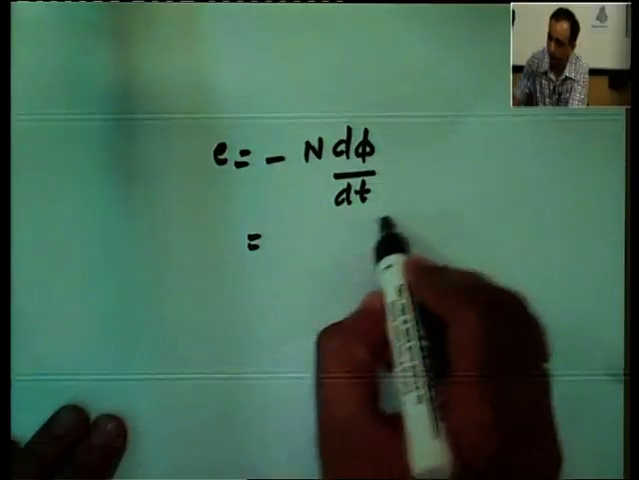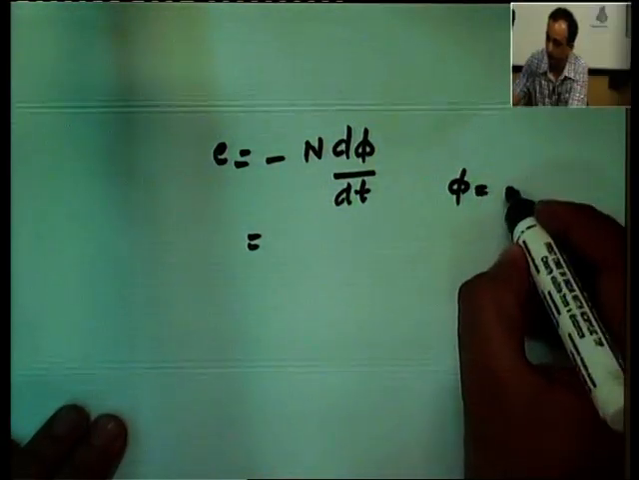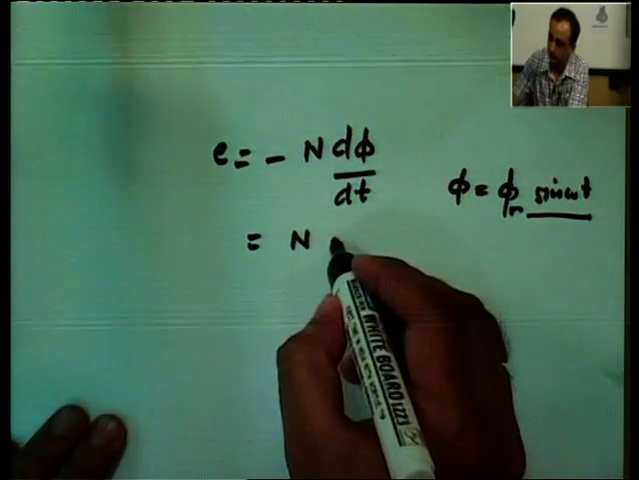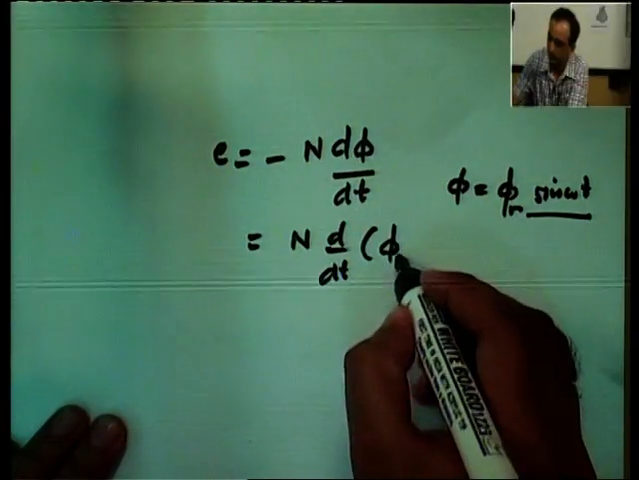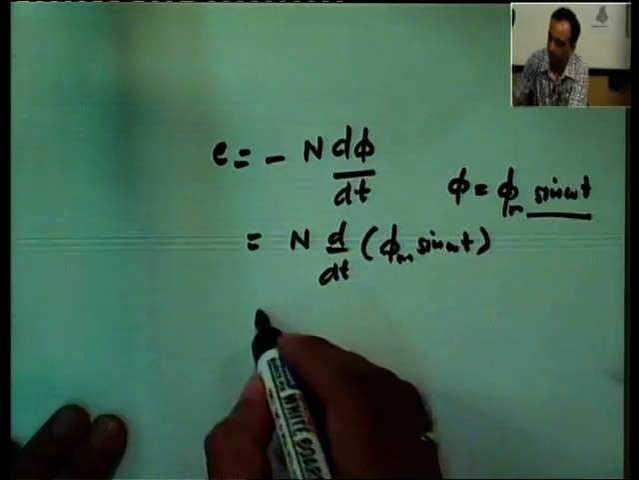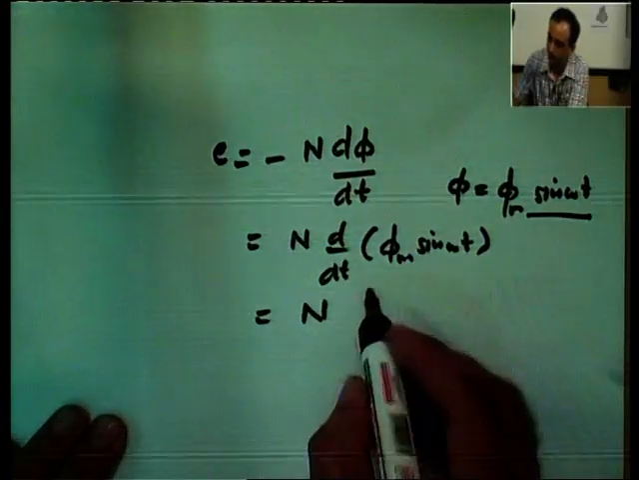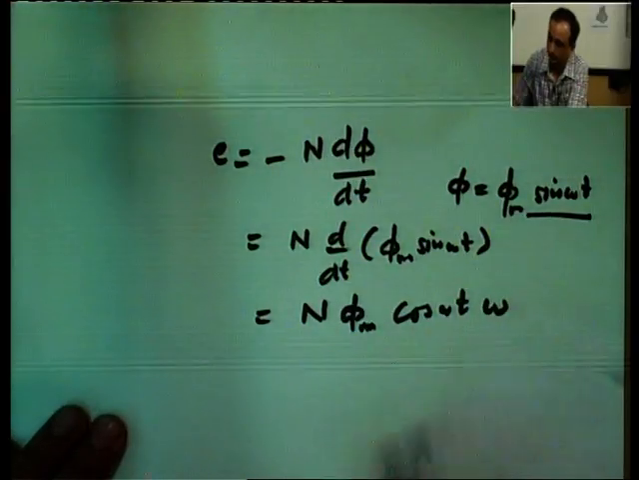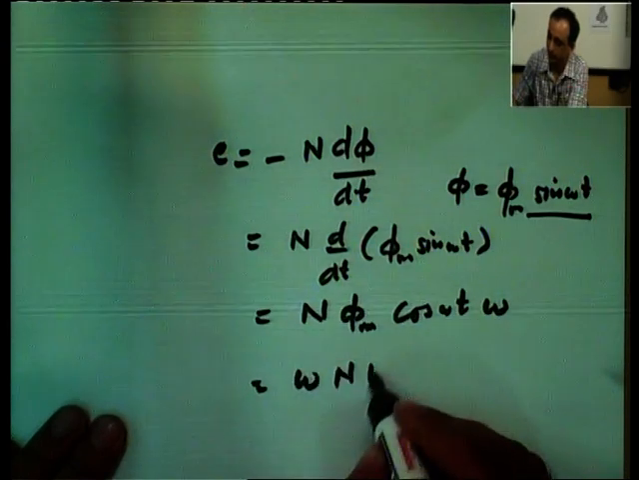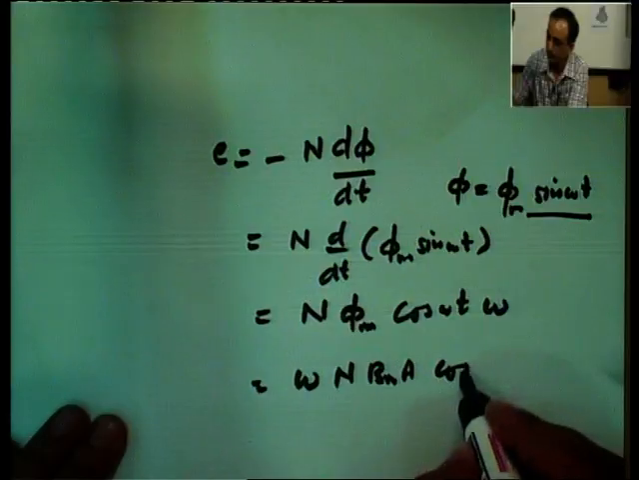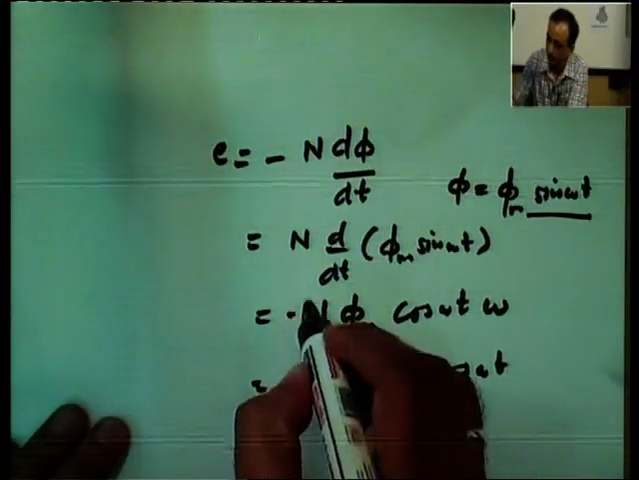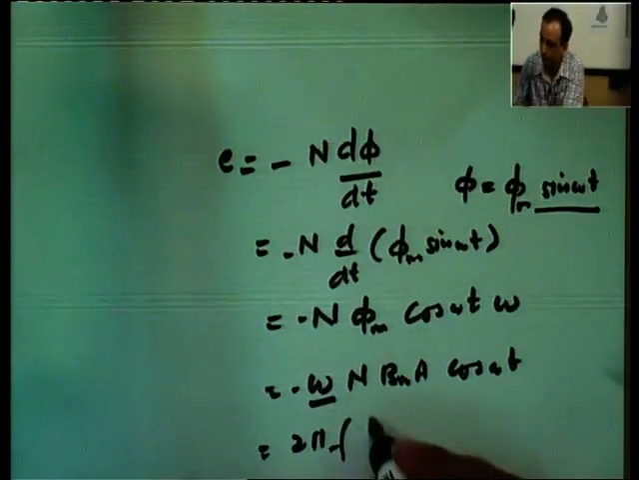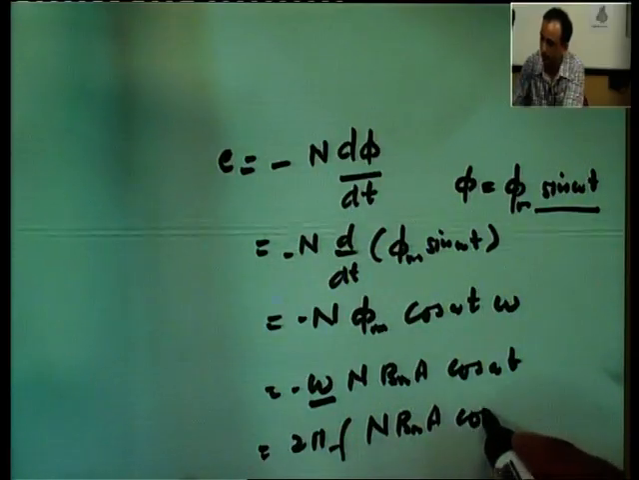If the flux is rotating in nature, we can have phi equals phi m sin omega t. So E equals N d by dt of phi m sin omega t. If we simply solve it, we get omega N phi m cos omega t, which is V maximum, E maximum cos omega t, and this negative sign is given by Lenz's law. Here omega is 2 pi f.